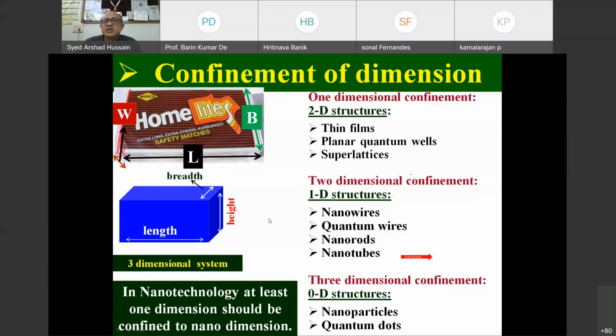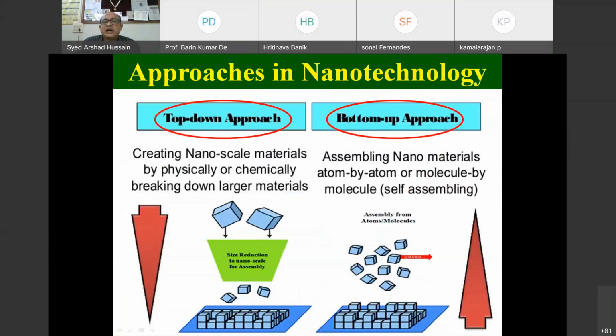If you cut 2 dimensions, you will have 1-dimensional structures, some kind of nanowires, quantum wires, nanorods, etc. If you cut all the 3 dimensions, you will have 0-dimensional nanostructures, quantum dots, nanoparticles, etc. So here the Langmuir-Blodgett film is a 2-dimensional nanostructure. And this is of course already discussed by a previous speaker. This LB technique is a bottom-up approach, where we assemble or organize molecule by molecule to have the desired structures. So this is a bottom-up approach.